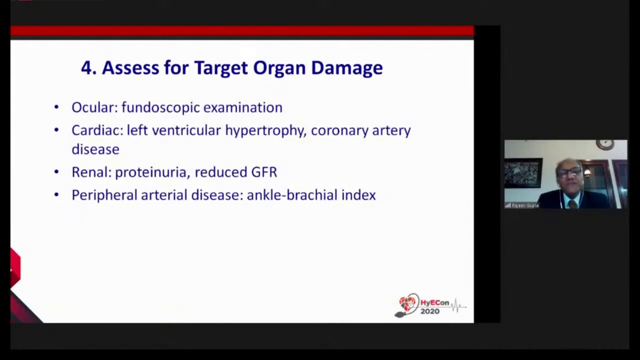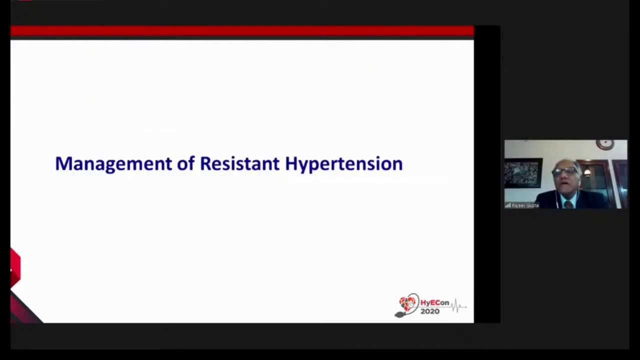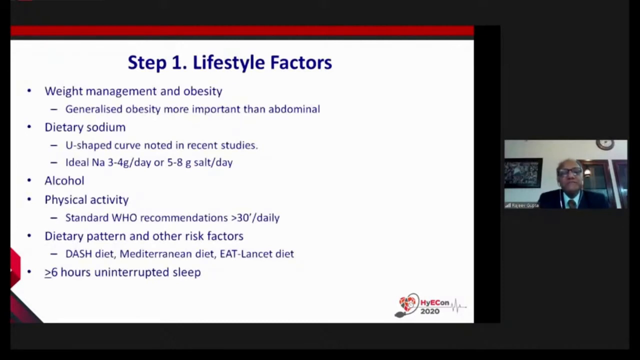Fourthly, we need to assess for target organ damage, and Dr. Warner just told you what the target organ damages are: ocular, cardiac, renal, and peripheral artery disease by various methodologies. The important question is management. How do we manage these people? We all know the importance of lifestyle. I won't go into details of that.